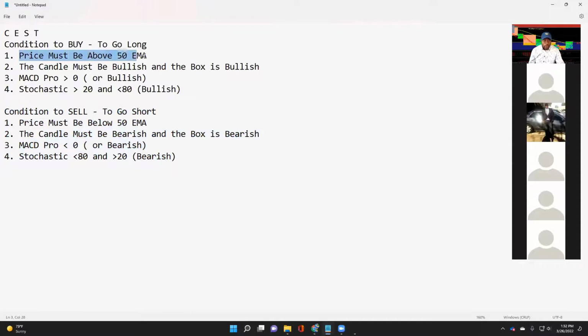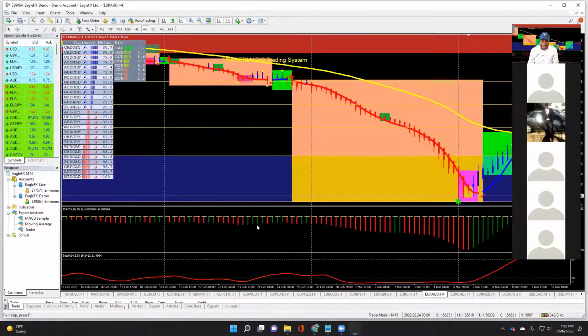So before you buy, you want to be sure that you have your price above 50 EMA. 50 EMA is a medium trend. Some use 20, some use 100. I've used 20, 21, 8, but for a very long time I've been using 50 and it works good for me. The candle must be bullish. Especially when you are using Tradermatic, the candle is part of the system because it's predicting the movement for you. The Heikin Ashi candle will predict the future movement of the market. MACD Pro is telling you this market is going to start going up, and Stochastic is telling you the same thing. Once you have that in place, you know the condition is fulfilled. Then you move to the next stage, which is the entry.